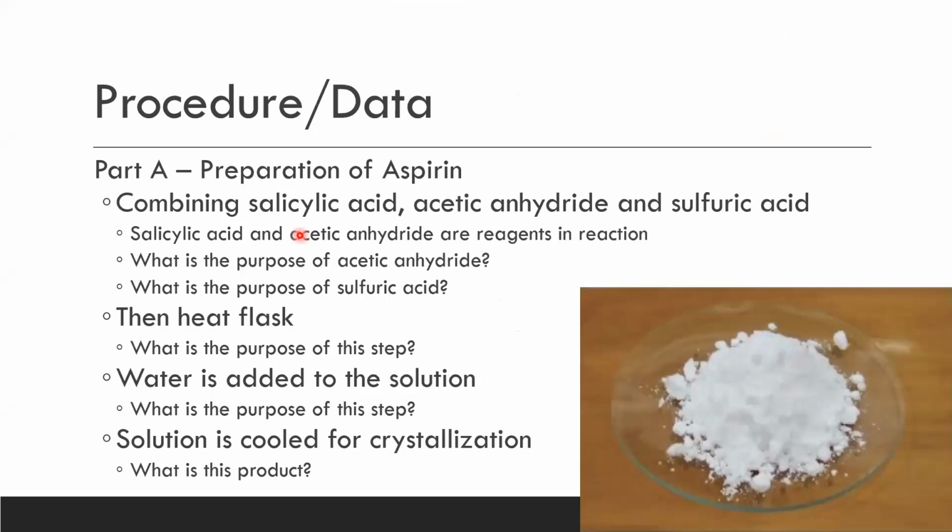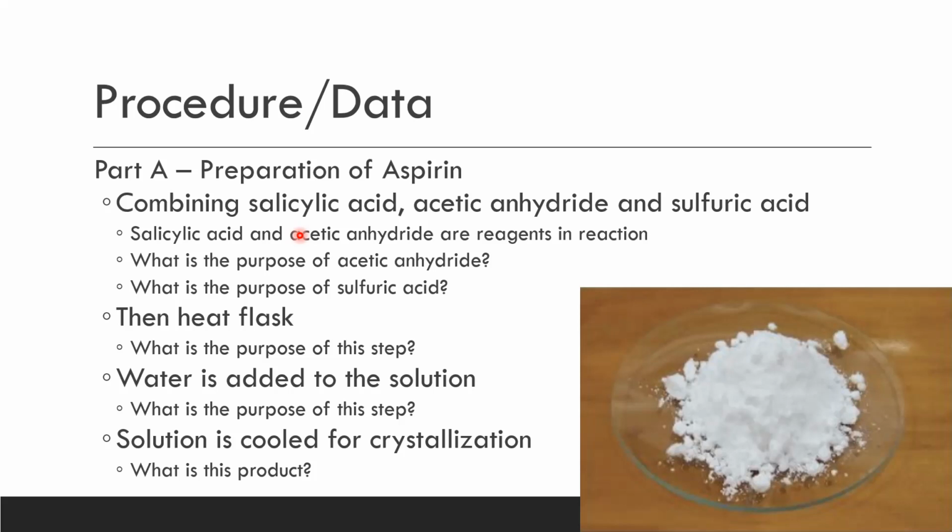All right, so moving on to the procedure and data section. There are 3 parts to this lab: part A, B, and C. Part A is all about the synthesis of the aspirin. Part B is basically checking the melting point of the aspirin. And then part C is the titrations.